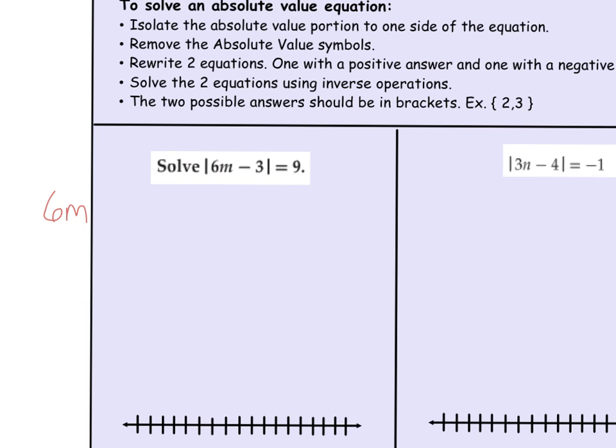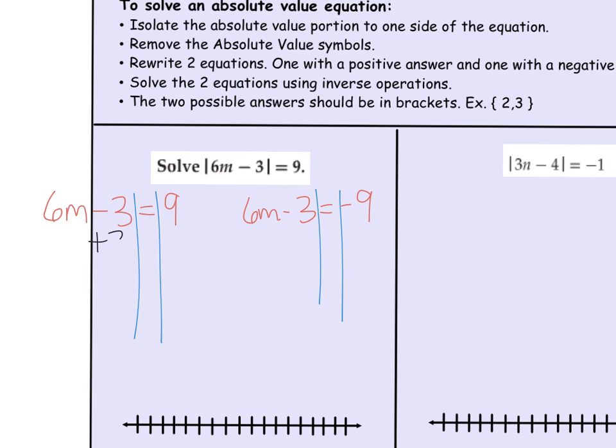Removing the absolute value, 6m minus 3 is equal to a positive 9, as well as 6m minus 3 is equal to a negative 9. So we do our tracks. Now, working backwards. So m was multiplied by 6, then we took away 3. So we undo and we add 3. And I bring down my 6m is equal to 12. Divide by 6. I get m is equal to 2.